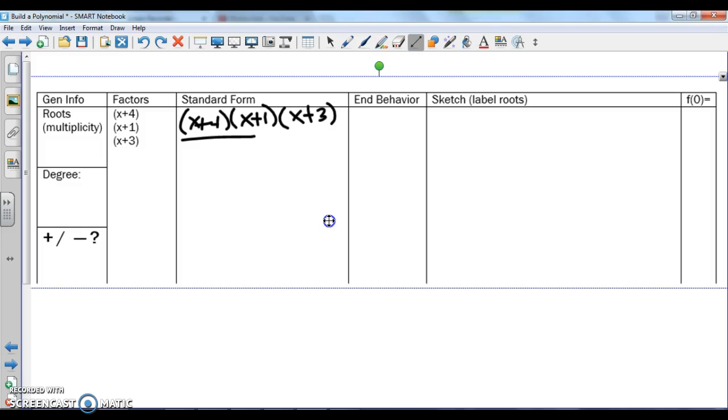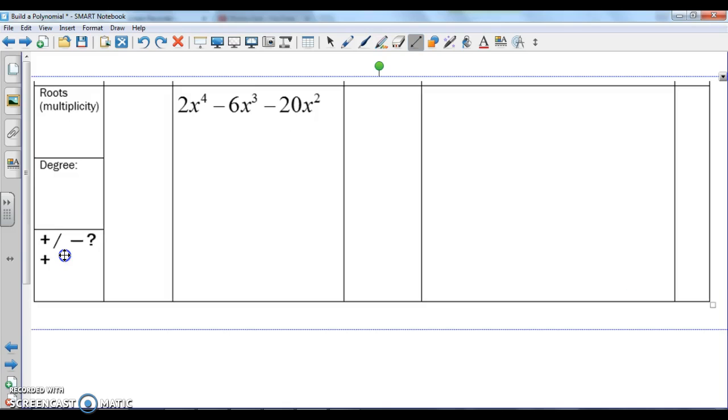This is similar to number 1. And it's going to be positive. Look at number 4. If I've given you the polynomial, you're going to go backwards, and you're going to find everything.